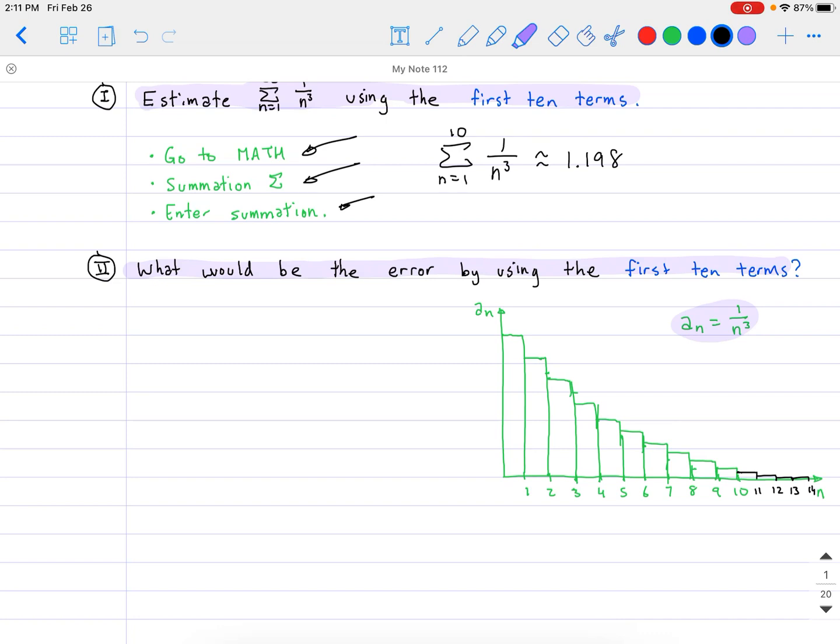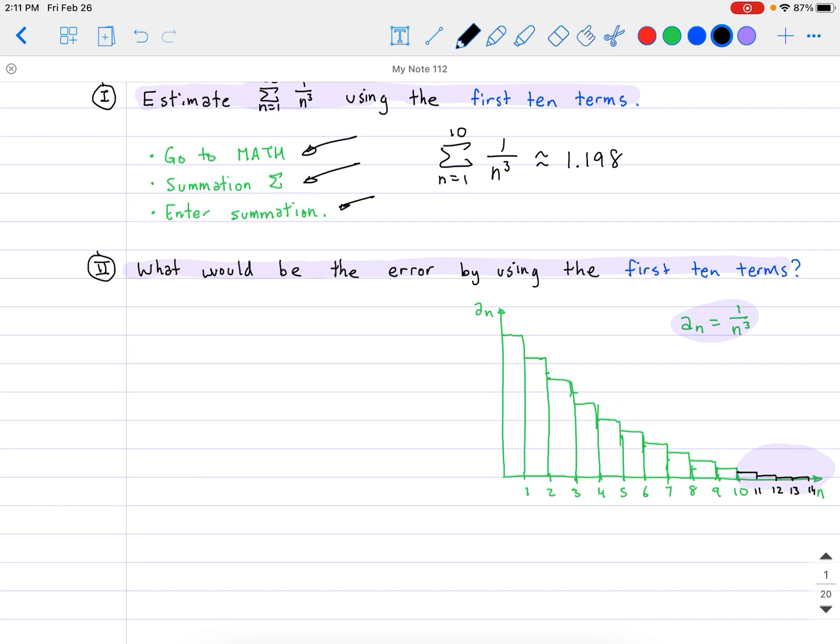Now, since I want the whole thing, that means I want the sum of all of these partitions. Whatever is left, whatever I did not calculate, would then be my error. So in terms of where we're looking for the error, it's going to be everything after 10. So all of these guys, okay?